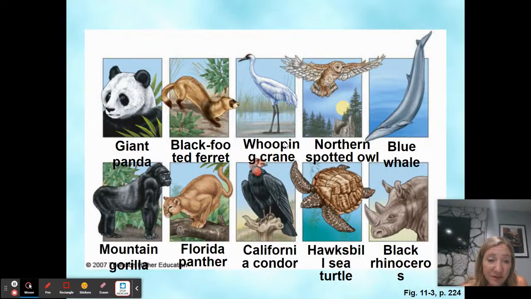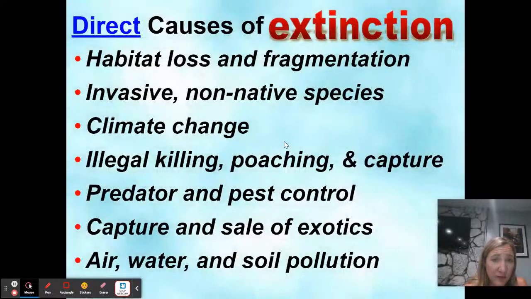These are just some endangered species here: the California condor, the giant panda, a handful of different species here. You can always pause it and look at these if you want to. So let's talk about some of those causes. So these are direct causes of extinction. These are specific things that are happening.